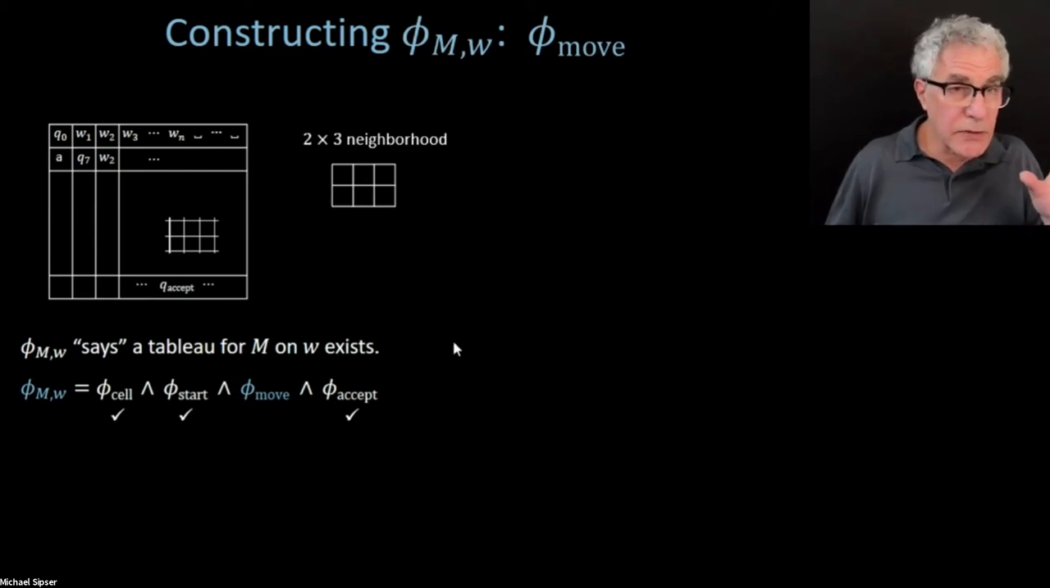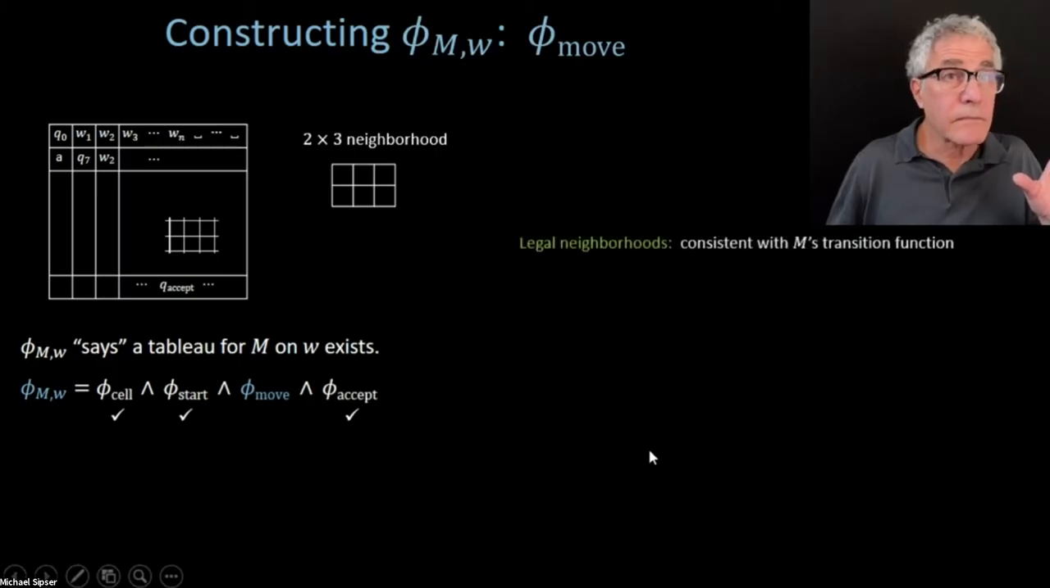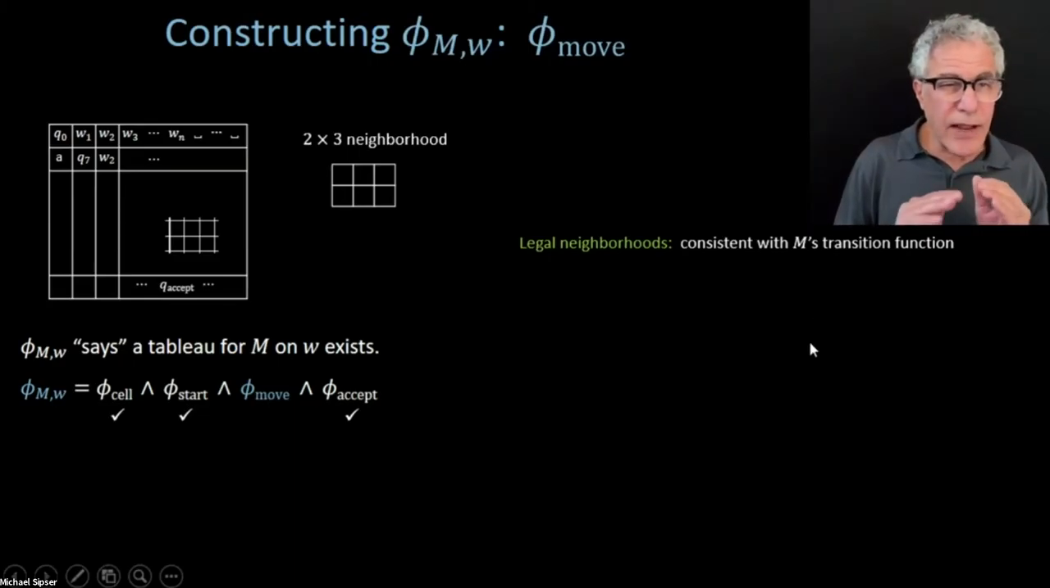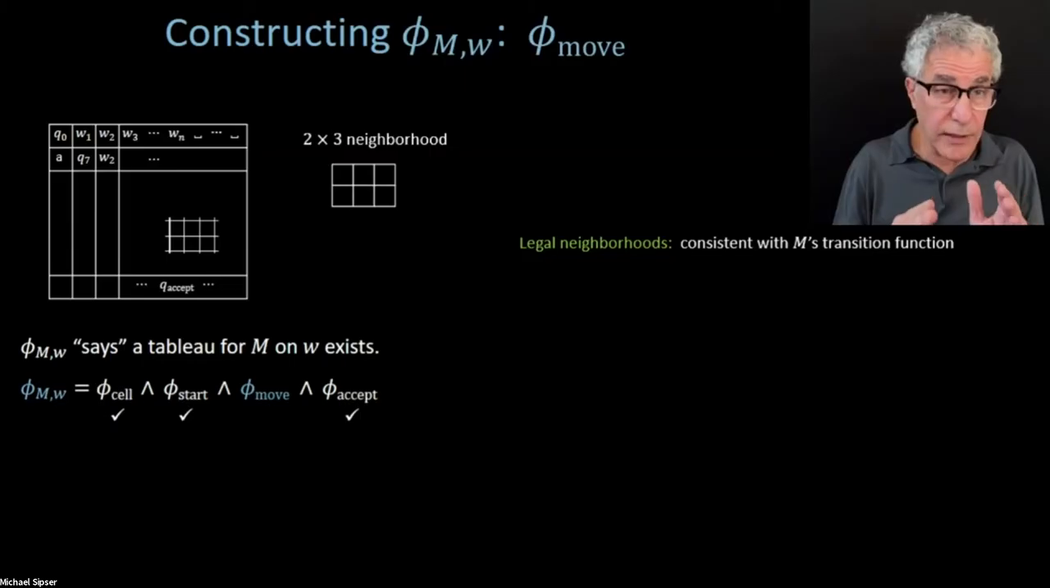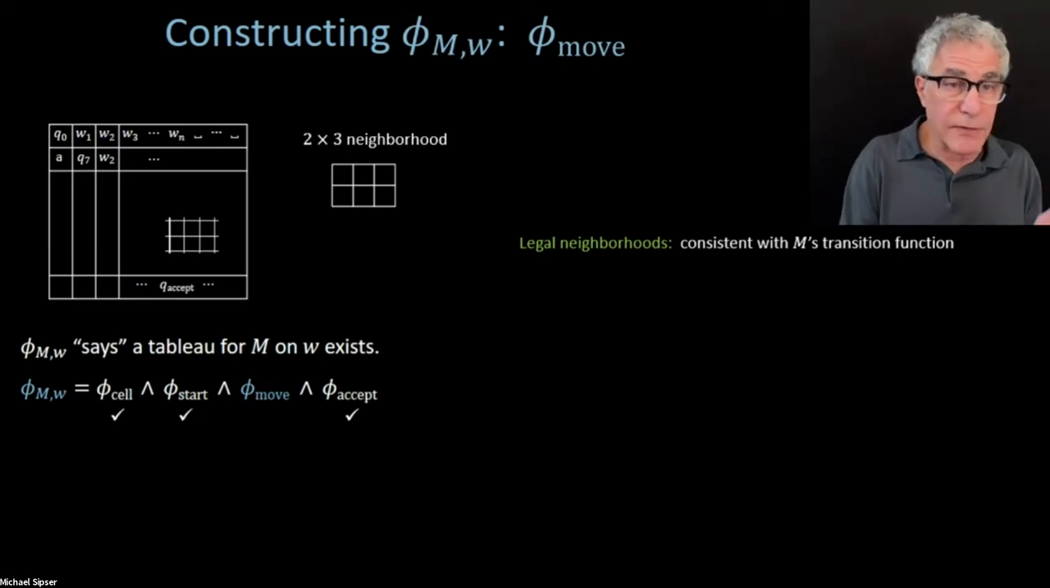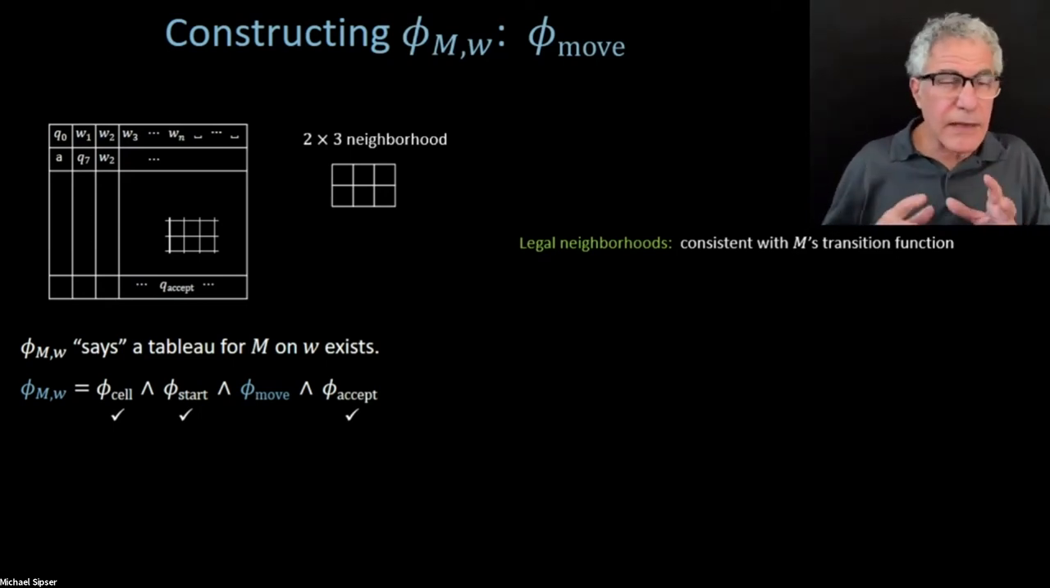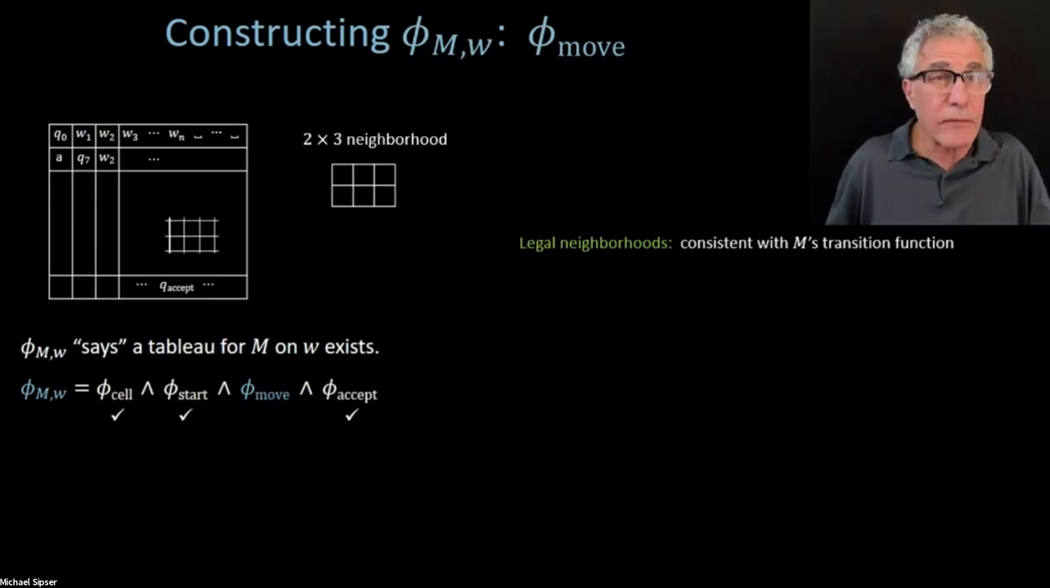M. Maybe it's easier if I describe what I mean by these being legal. So these neighborhoods, these 2x3 neighborhoods, are legal if they're consistent with M's transition function. To do this formally, I would have to go through a process like what we did when we went through the construction for the post-correspondence problem, and say if the machine moves left, this thing happens. If it moves right, it's not really necessary. You can get the idea very clearly by doing it at a higher level.